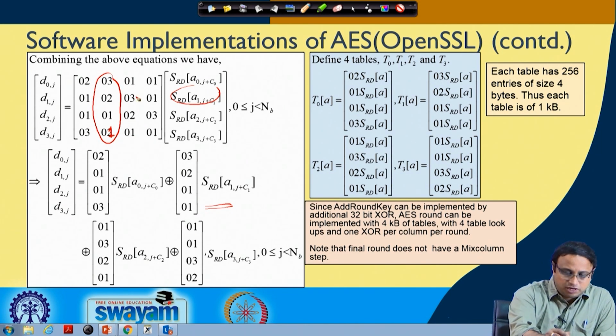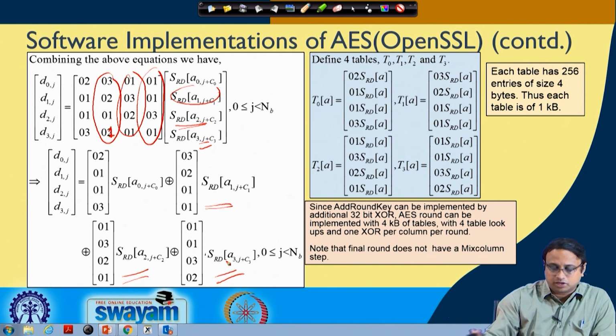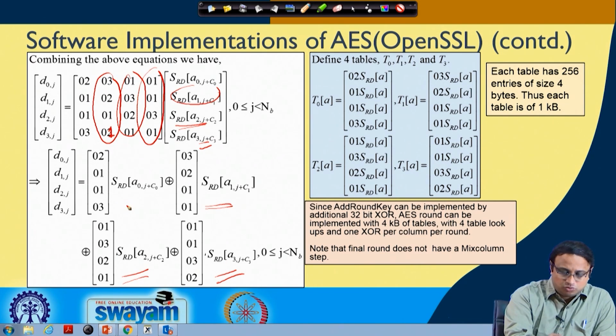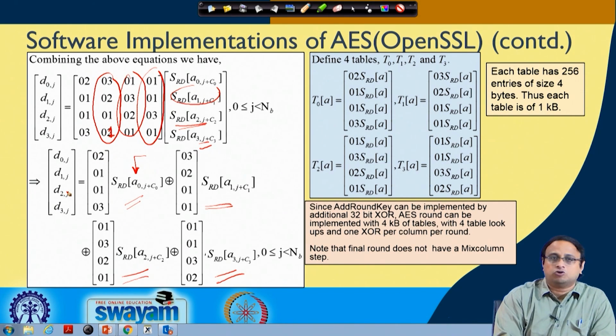Likewise, you multiply this column with this byte, and that is shown over here, and finally, you multiply this column with this byte, and that is shown here, okay. So, note that each of these lookups essentially takes an 8-bit input and results in a 32-bit output, okay.